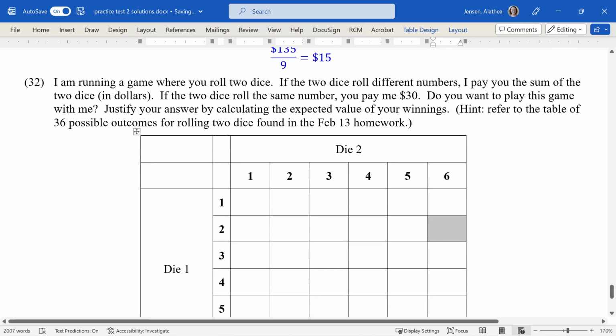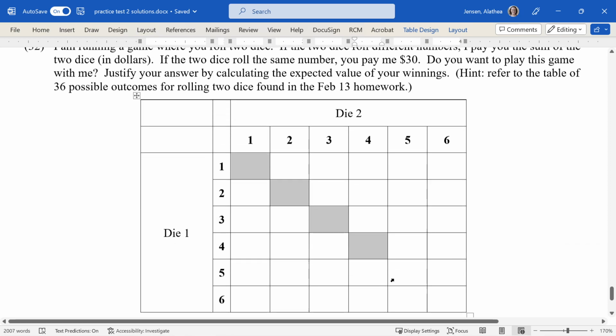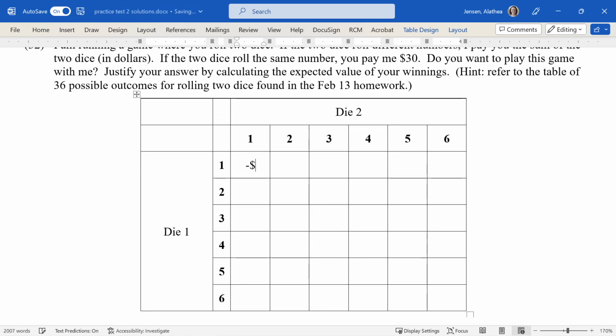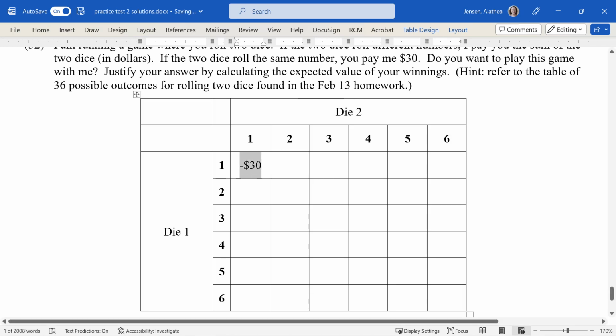So all of these are the outcomes. And then what I want to do is go through here and put the amount that is won in each cell. This says if the 2 dice roll different numbers, I pay you the sum of the 2 dice. If the 2 dice roll the same number, you pay me $30. So the same number is these cells along here. So I'm going to put -30 in each of those. That's the amount you lose if you get any of those outcomes. And then the rest of these cells, you get the amount that's the sum of the 2 dice.